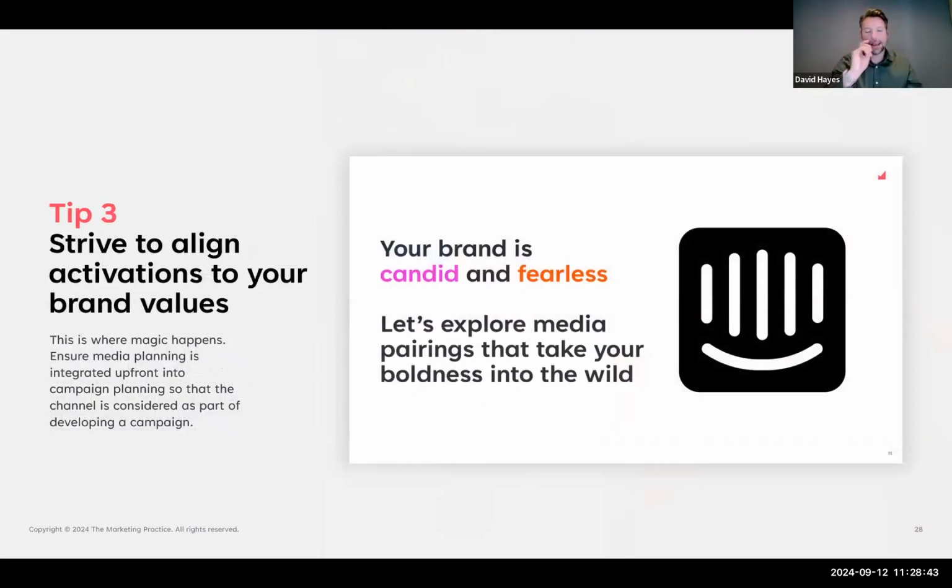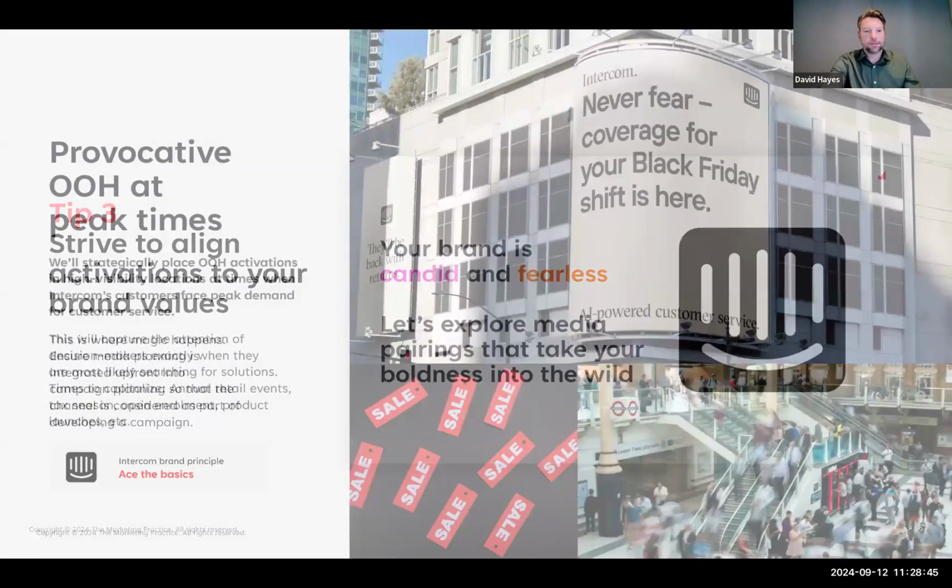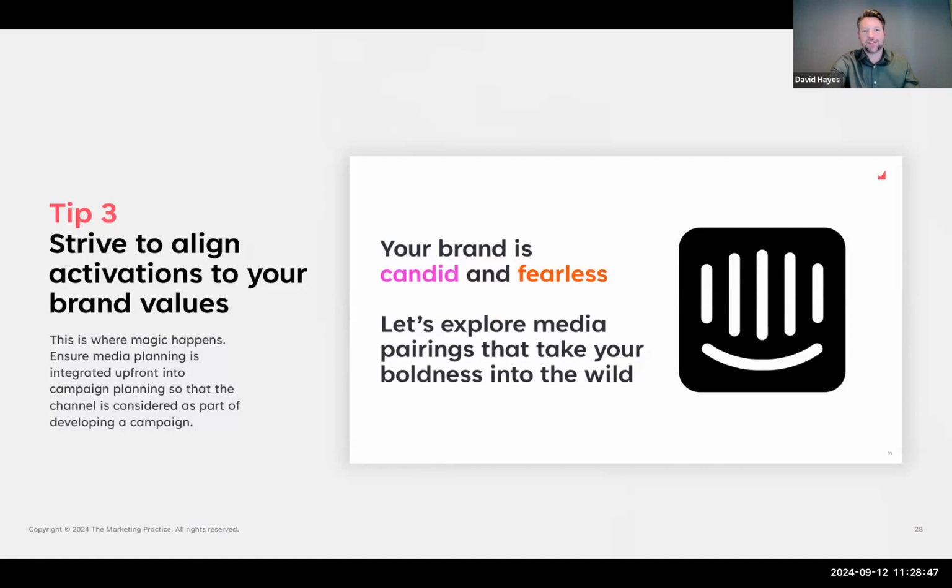Okay, so for the third tip, striving to align activations to your brand values. Now, I think when we think about the outthink versus outspend mindset, this is about creating that rapid relevance that I was just talking about for Old Spice and MailChimp. But it's about how can we create that place where every time an organization or a prospect sees your brand, that moment counts for 10 times what your competitor's message is.